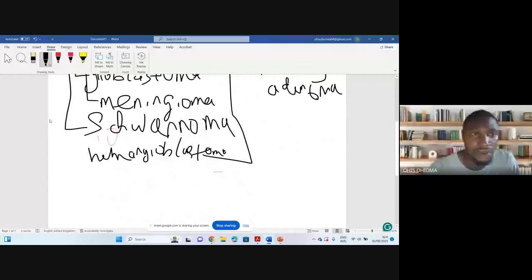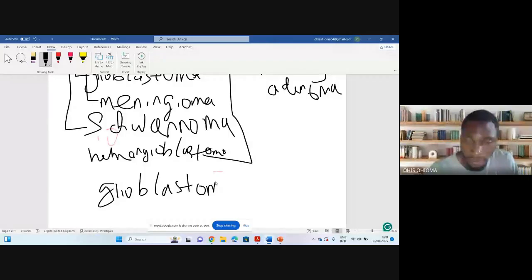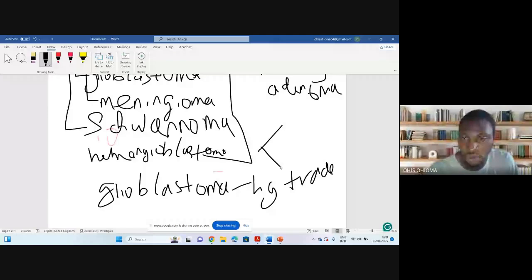So we're going to start firstly with the glioblastoma, right? The glioblastoma basically is a very high grade tumor. So there's something known as the stage and grade of a tumor. The grade and the stage of the tumor.